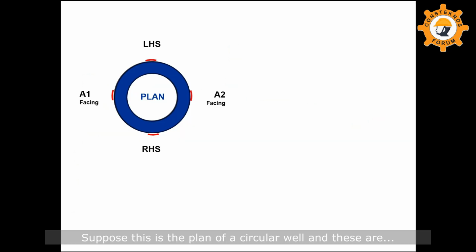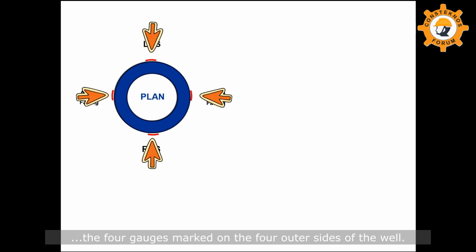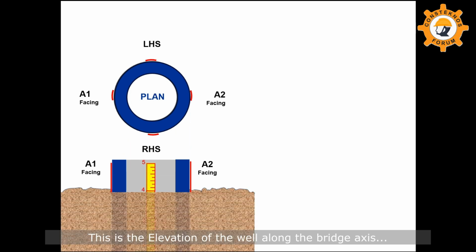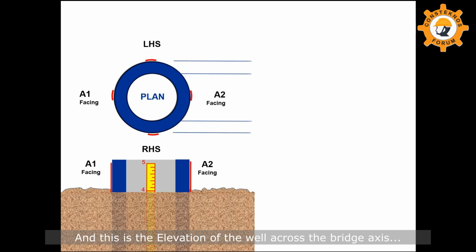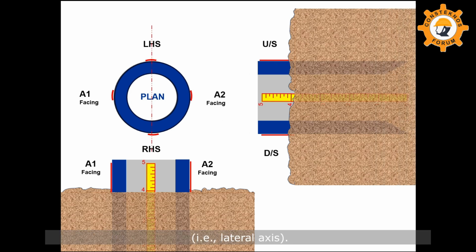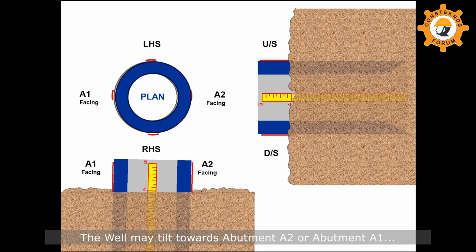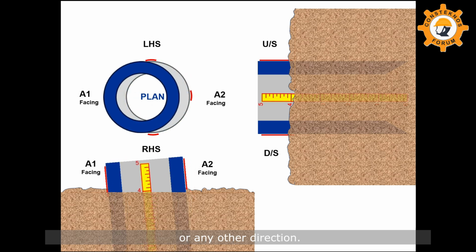Suppose this is the plan of a circular well and these are the 4 gauges marked on the 4 outer sides of the well. This is the elevation of the well along the bridge axis, that is longitudinal axis, and this is the elevation of the well across the bridge axis, that is lateral axis. The well may tilt towards abutment A2 or abutment A1 or any other direction.